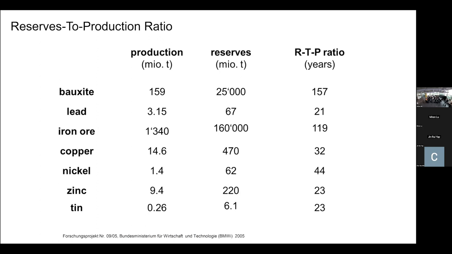Then the question arises of how many resources are still available. Maybe you can see on the last one, on zinc, this is the reserve to production ratio. It means how much zinc we have in reserve until it finishes. It shows also other metals like iron ore. If you look at the reserve to production ratio for iron ore, which we use a lot for our cars, for steel for construction, for furniture, we only have 120 years.